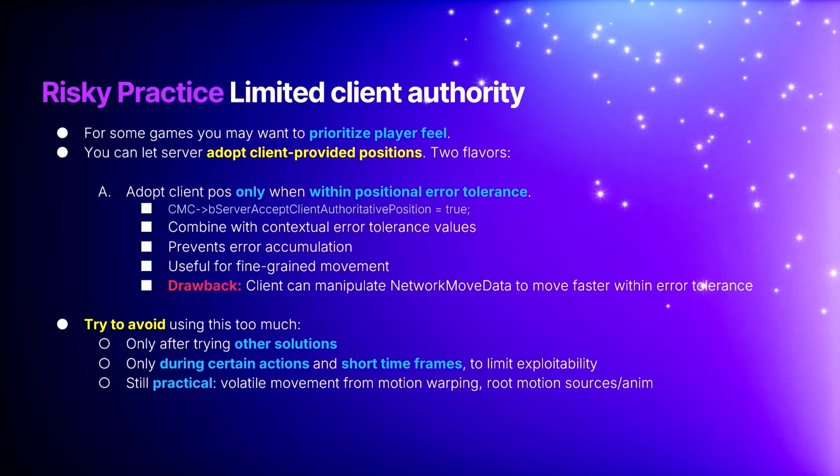This is useful for volatile movement, like if you're performing very sporadic movement, or if you're playing a root motion montage and you expect that RPC arrival timing issue, then you can add some leniency and let the server accept the client's position so that errors don't accumulate over time. Try to avoid using this too much. So first try those other solutions. And when you do let the server accept client outcome, only do this for short time frames. The drawback is that cheaters can try to lie. With each move, they can try to exploit that little error tolerance to move just a little bit faster.